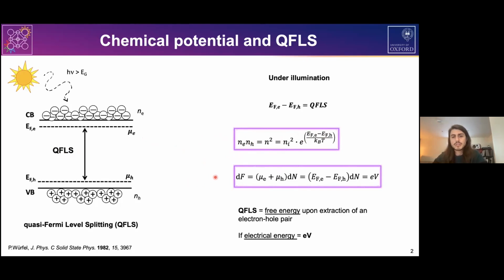The second important relation is that we can express the quasi-Fermi levels of electrons and holes in terms of chemical potential. And if we have a change in chemical potential of the system, we also have a change in free energy. So we can think of the quasi-Fermi level splitting as the amount of free energy that we can gain upon extraction of an electron-hole pair from the system. And if this change in free energy is in the form of electrical energy, so in electron volts, this relates to the VOC of your solar cell. So the quasi-Fermi level splitting is a direct measure of the VOC of your device.